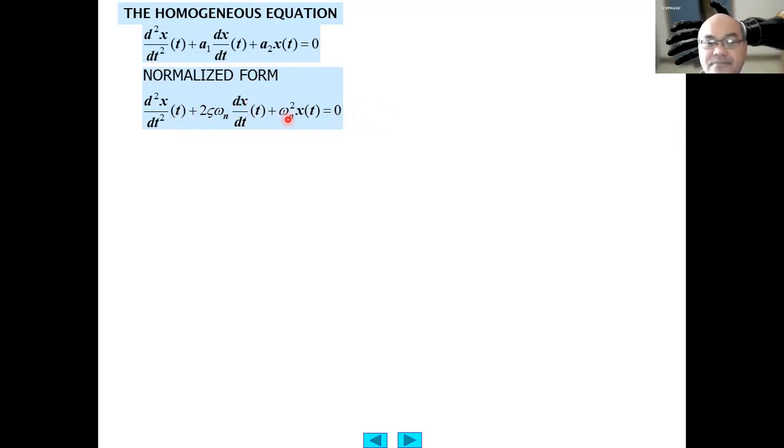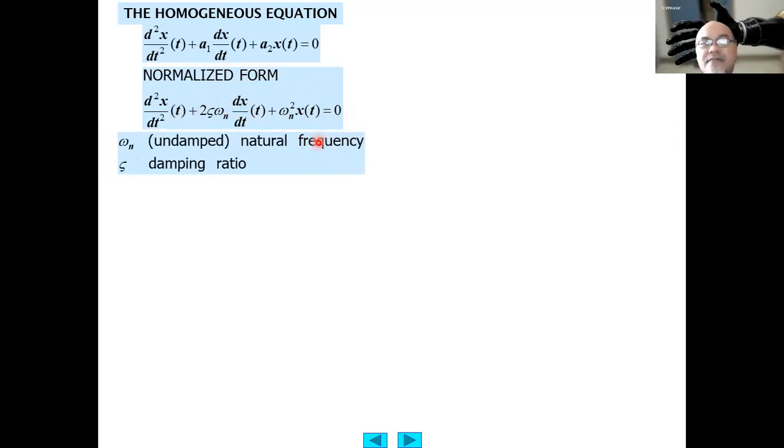And this you have learned also in the lab session. So ωn here represents the natural frequency, the undamped natural frequency of the second order response. ζ represents the damping ratio.